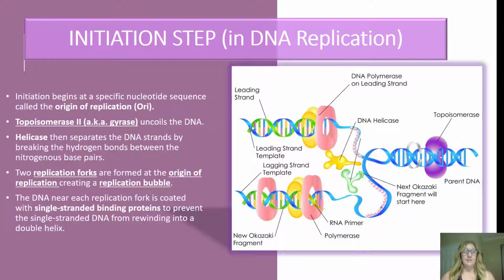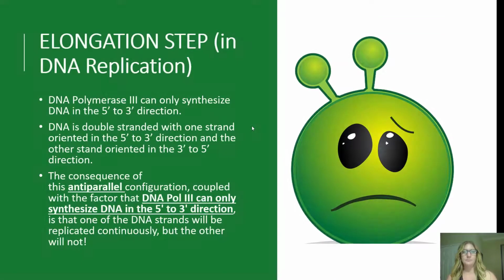The DNA near each replication fork is going to be coated with single-stranded binding proteins. There actually are some here. They're not labeled, but those are those small pink things here. And what those single-stranded binding proteins do is inhibit the double helix from rewinding again, because it's going to want to supercoil up on itself. So it prevents that from happening.